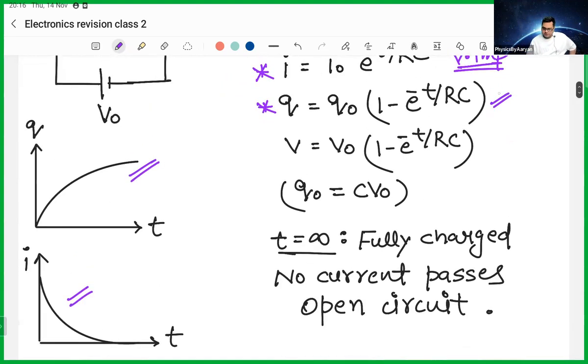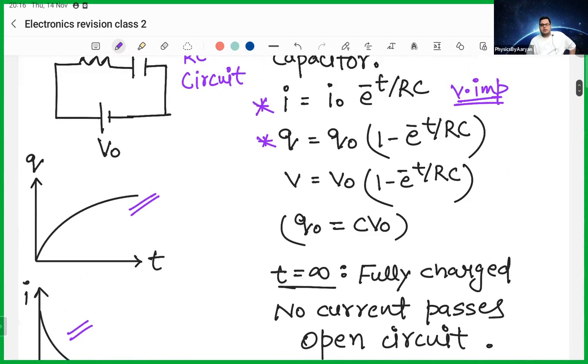The equation for charge is given. Equation for current is given. As you know, Q equals CV. Okay? So if you divide charge by C, you will get the equation for voltage. So the voltage equation is also like the charge equation. So the voltage across the capacitor also keeps on increasing, because if you are charging the capacitor, the voltage on the capacitor will also increase. Ultimately, it will become constant.